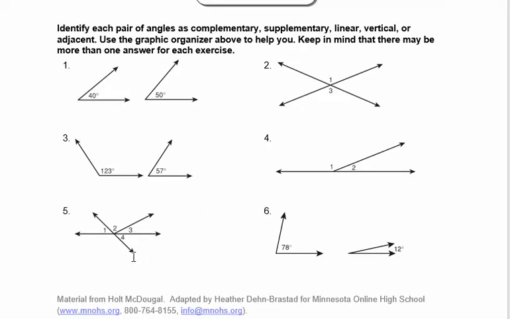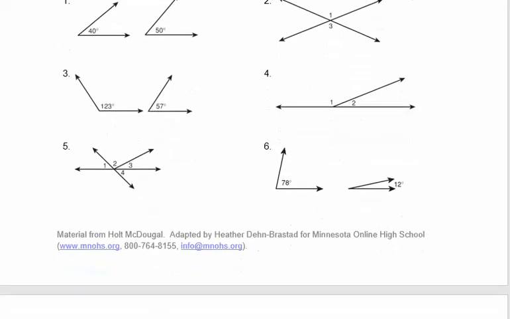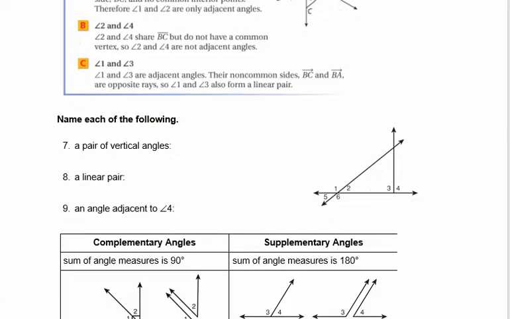For example, in number 4, this is a linear pair and they're adjacent, so it's both. In number 5, there's lots of different types of angles that you can name from this one. So you can name just one or you can name more than one to have better practice. All right, then the next part is very similar again.